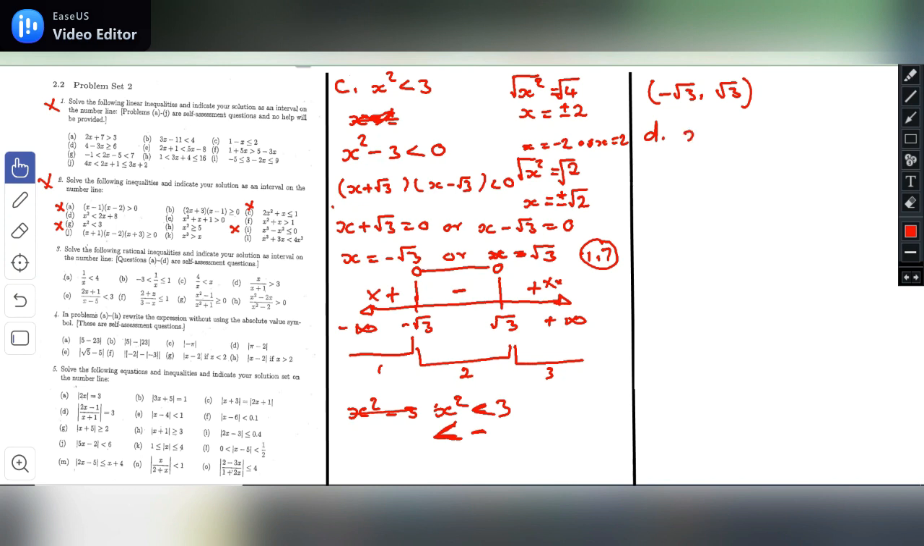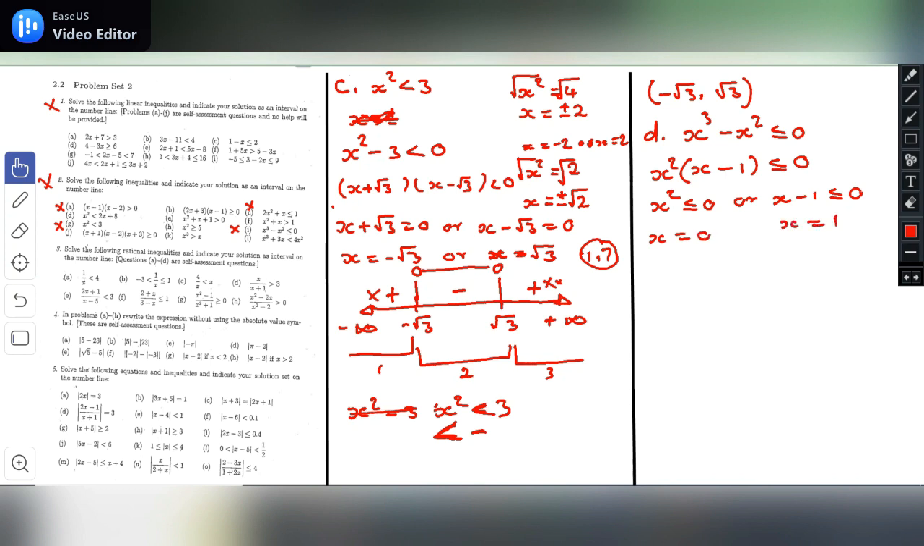So now let's go to D. How can we do D? D is x cubed minus x squared less than or equals to 0. We can take out the common factor, which is x squared. We'll be left with x minus 1. Therefore, we can equate x squared is less than or equals to 0, or x minus 1 is less than or equals to 0. Therefore, our x is equals to 0, and then our x is equals to 1. Can you guys see it?